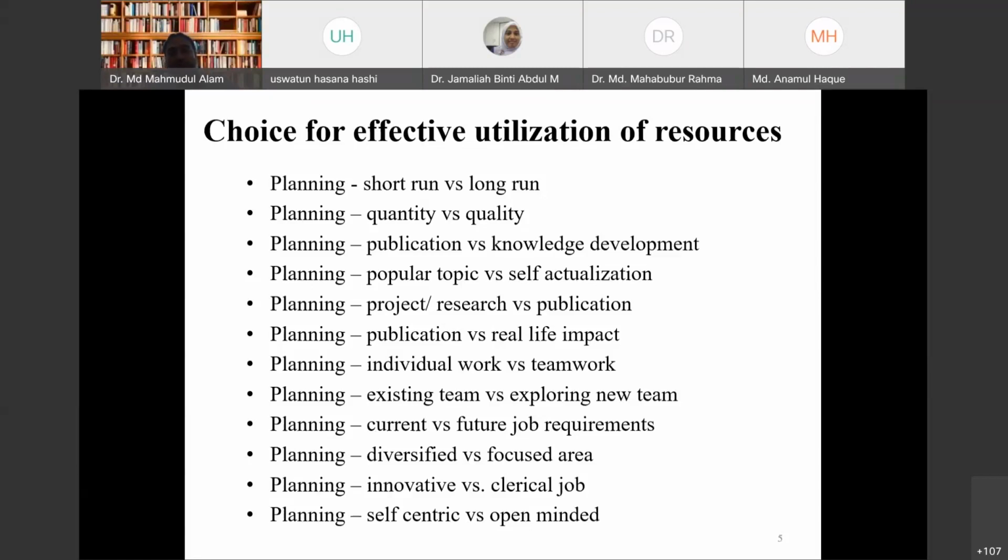Then self-centric versus open-minded. Be open-minded, give benefit to your students, give benefit to your colleagues. Try to build a community, a scholarly community, build your friends. You will not be a good leader until you look for others' interests. As long as you look only at your own interest, you are self-centric and you are not a good leader. If you are a good leader, you have lots of followers, and that will come only when you are open-minded.